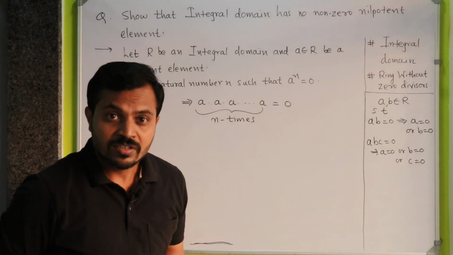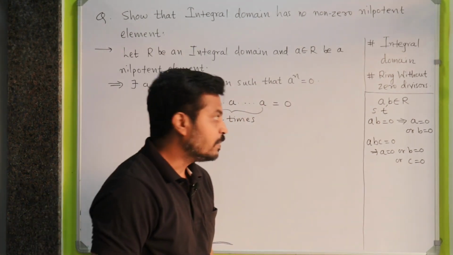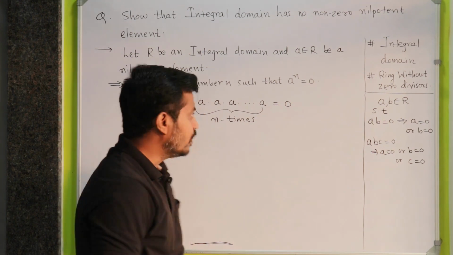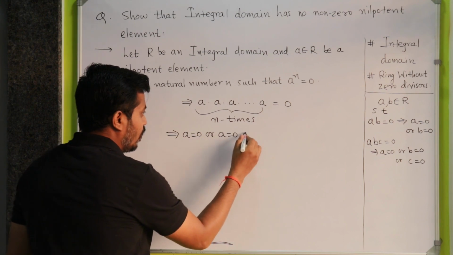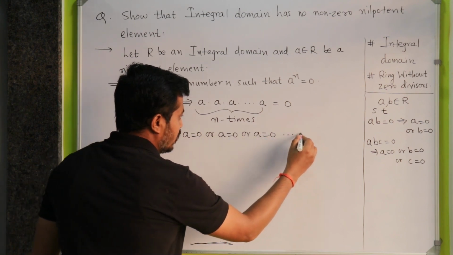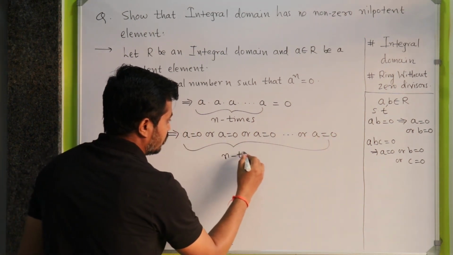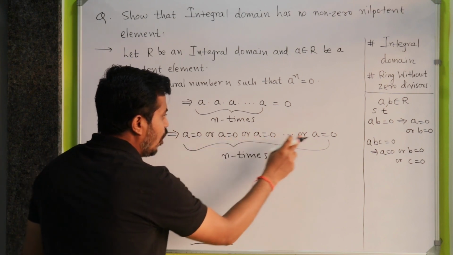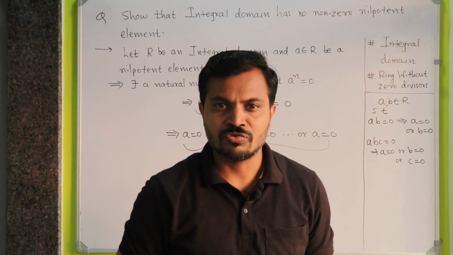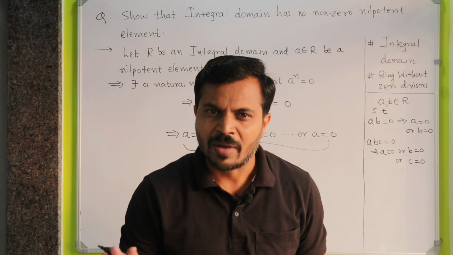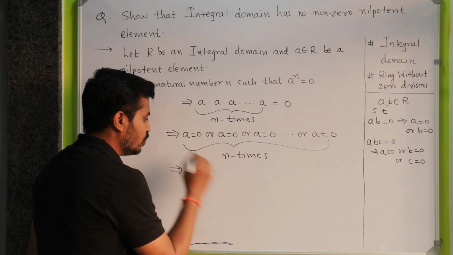But the ring is an integral domain. It means that it is without zero divisors. So therefore, what will happen? Such a condition will be satisfied, and therefore it will imply A is equal to 0 or A is equal to 0 or A is equal to 0. This will be continued, and how many times will this be? N times. Now remember, we have OR between these n statements. So at least one statement is going to be true. Whichever may be true doesn't matter to us. In any case, what is going to happen? A is going to be equal to 0.